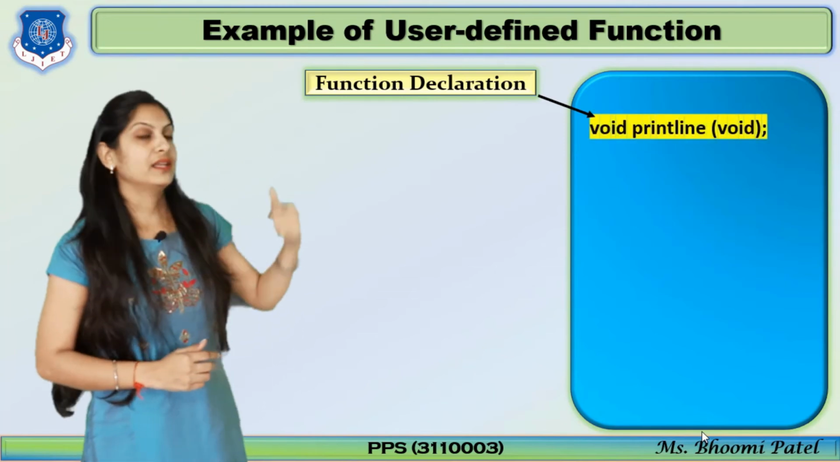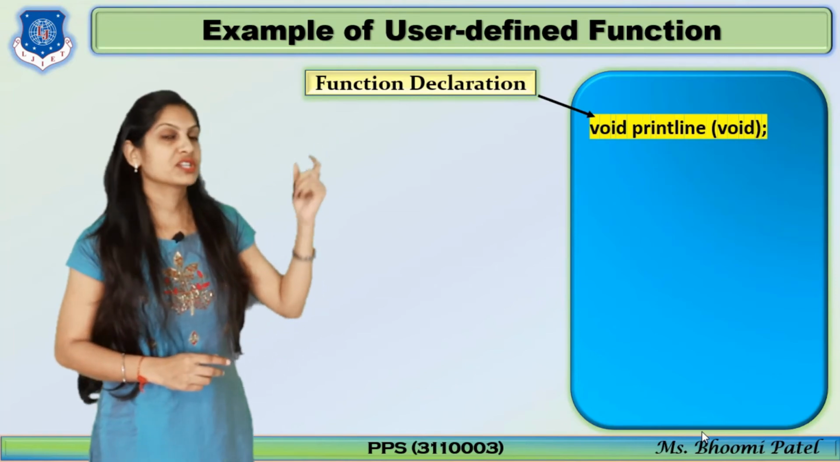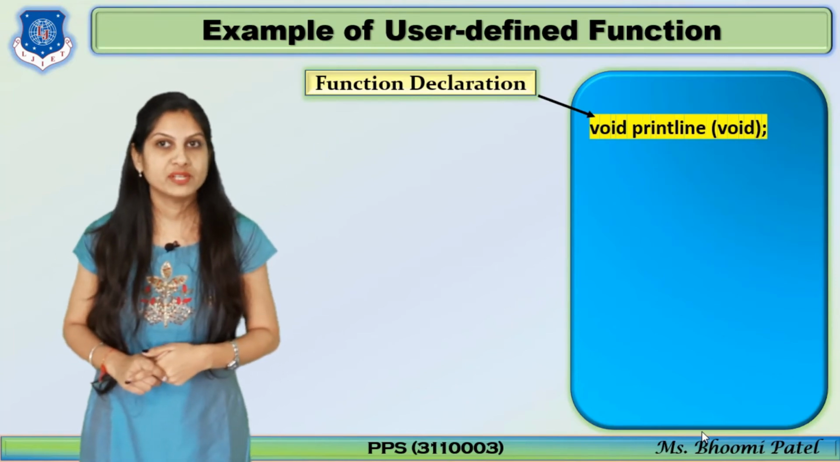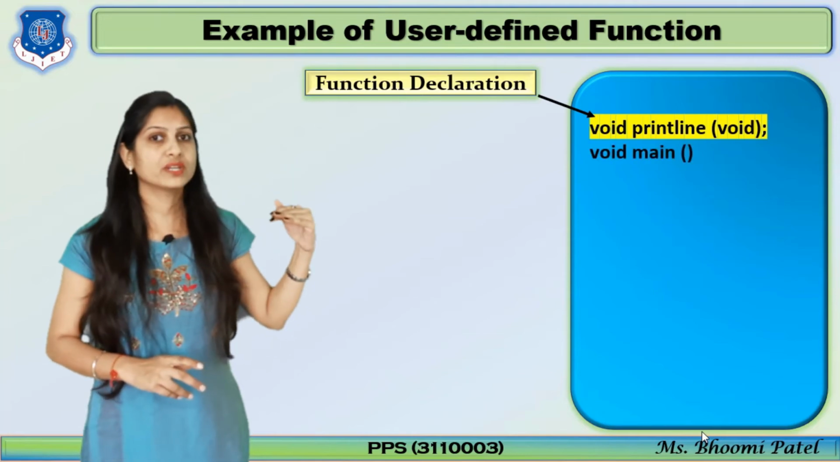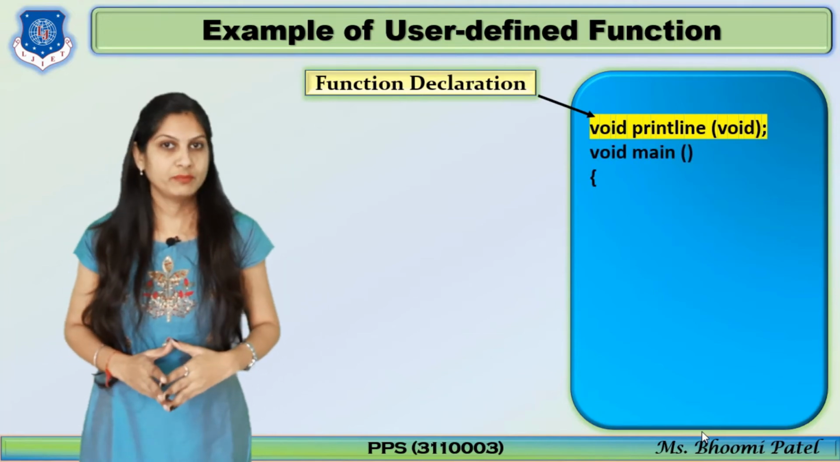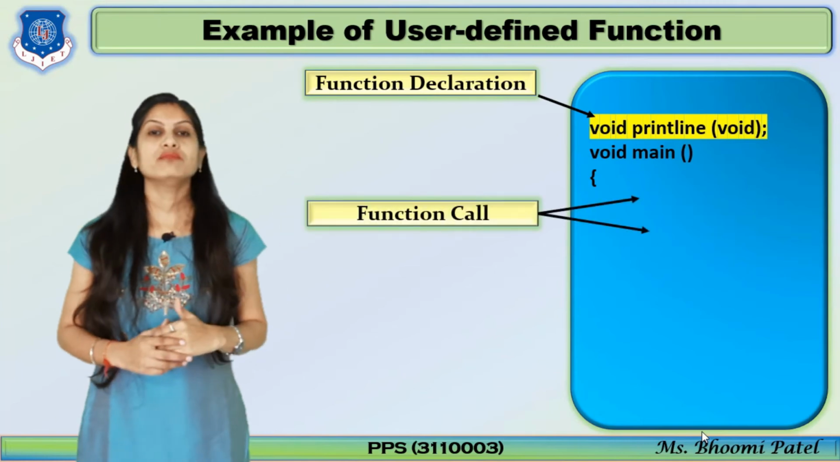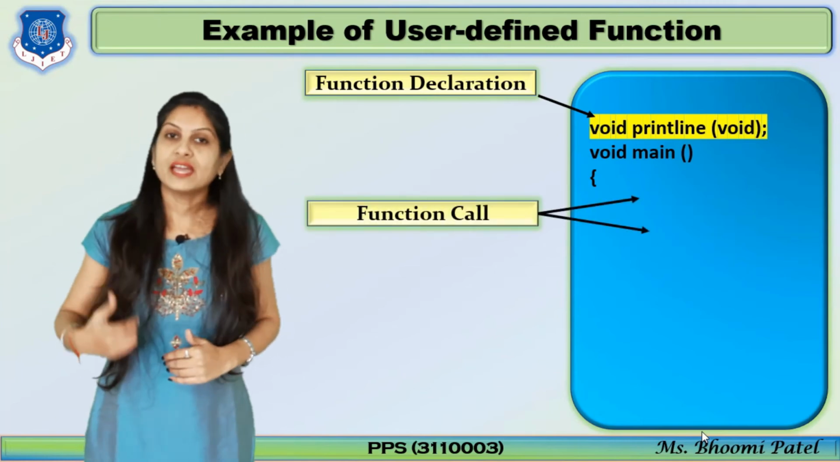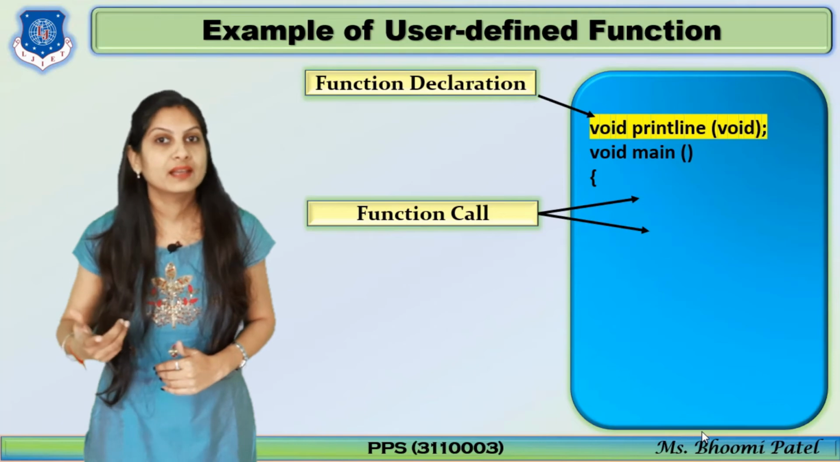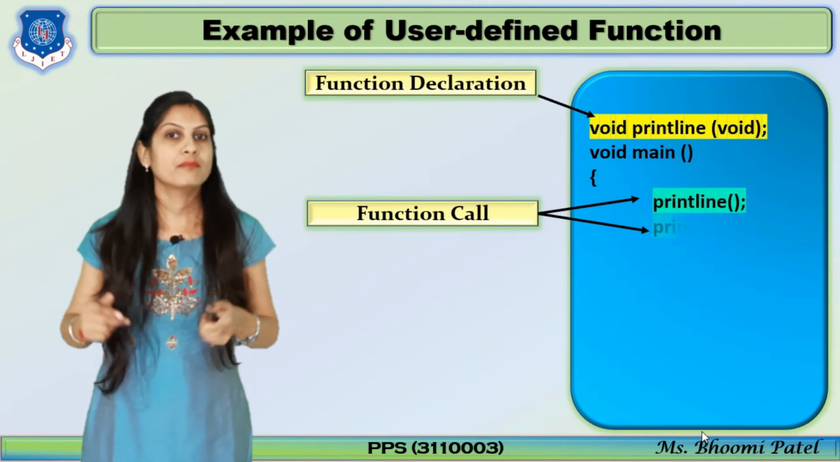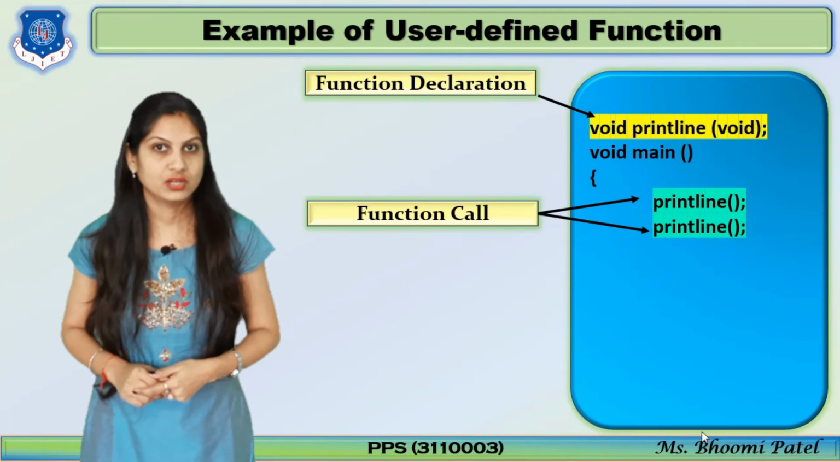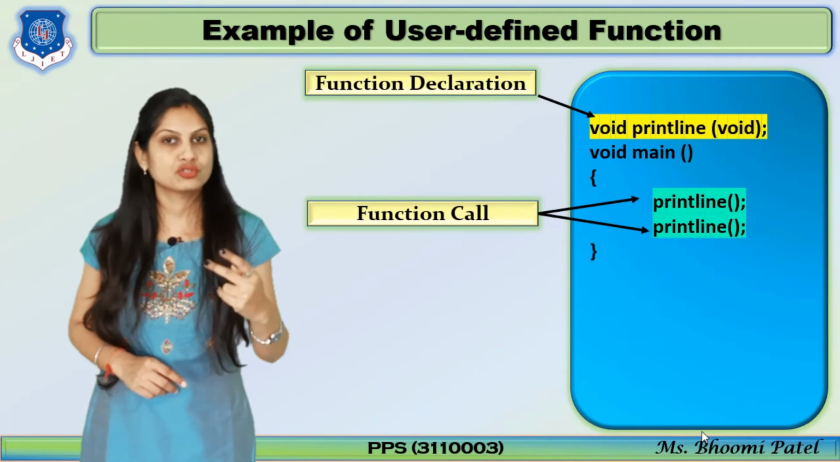So here I am writing void, then the function name printline and empty brackets, or you can write void inside as well. Now after it we have to write void main, and inside void main we have to write the function call. Then and only then our function will be executed. Clear? So the function name printline with brackets is what? The function call. Here the function is called 2 times.